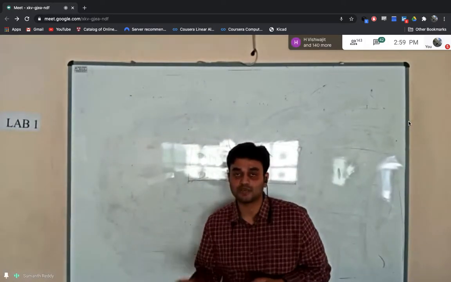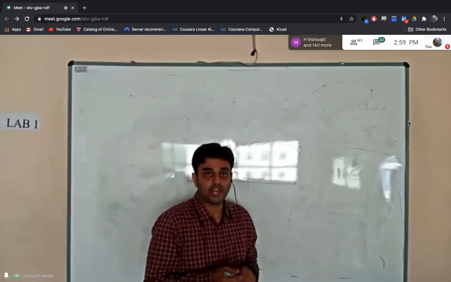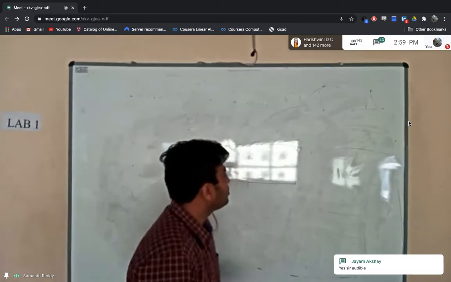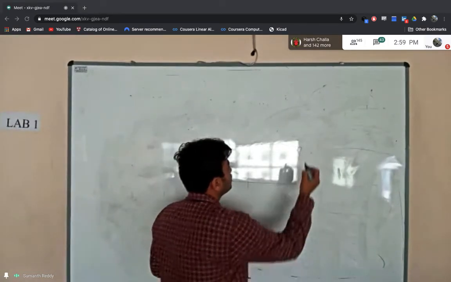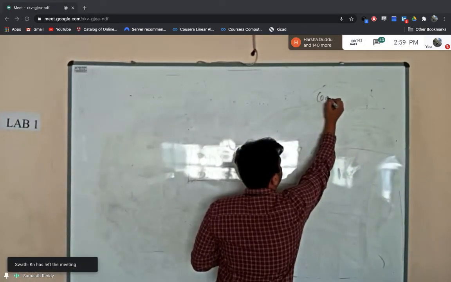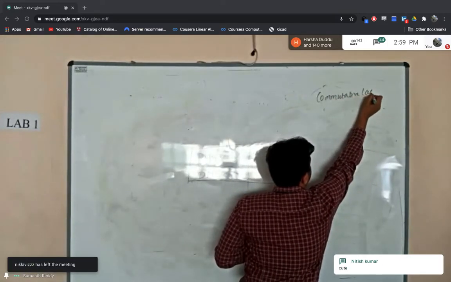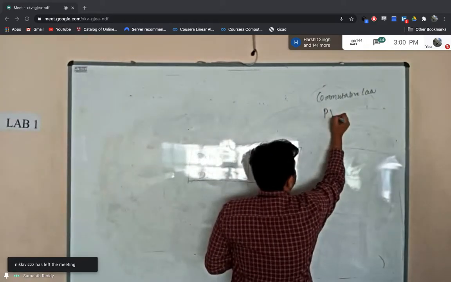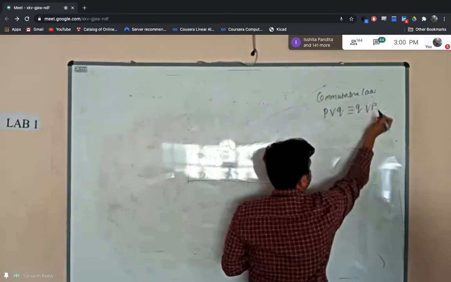Before we solve the problems on laws of set theory, you must be remembering a few basic laws. I'll just write those laws. The first one is the commutative law. The commutative law states that P or Q is the same as Q or P.